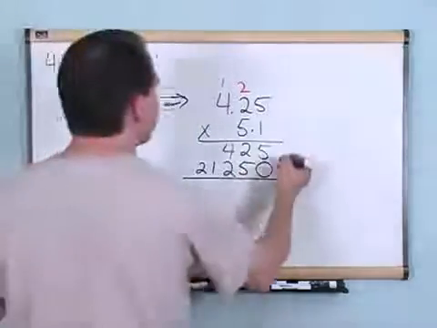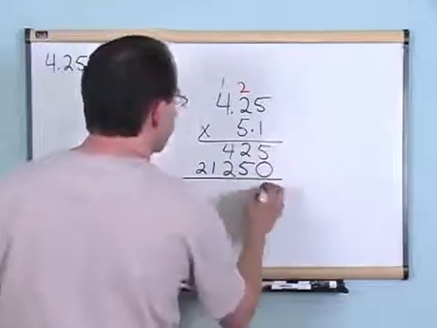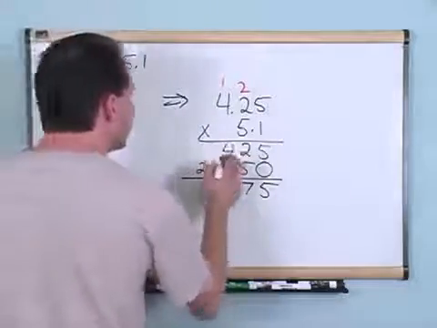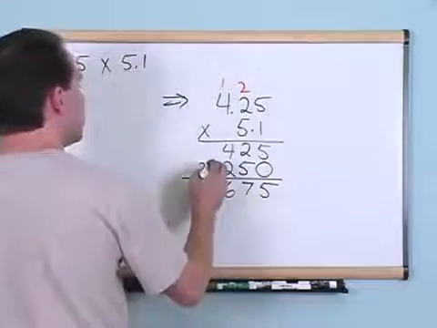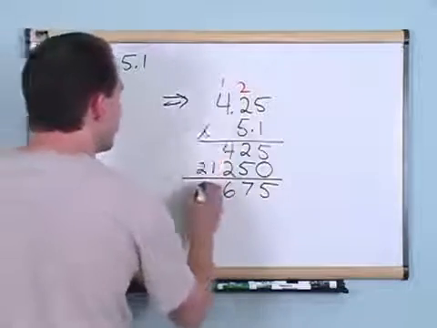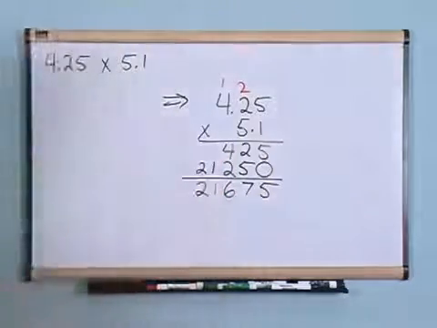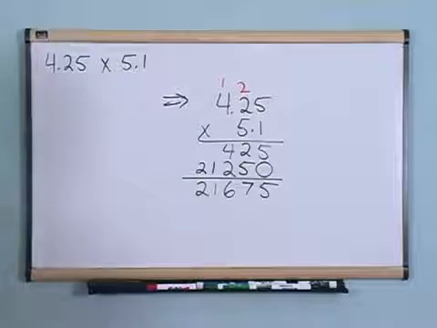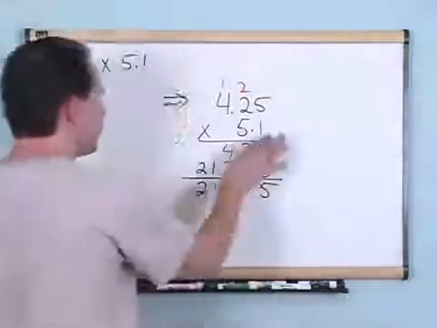Now I just add up. 5 plus 0 gives me 5. 2 plus 5 gives me 7. 4 plus 2 gives me 6. 1 plus 0 gives me 1. 2 plus 0 gives me 2. So I have 2, 1, 6, 7, 5 on the bottom. And then I haven't done anything with the decimals yet.